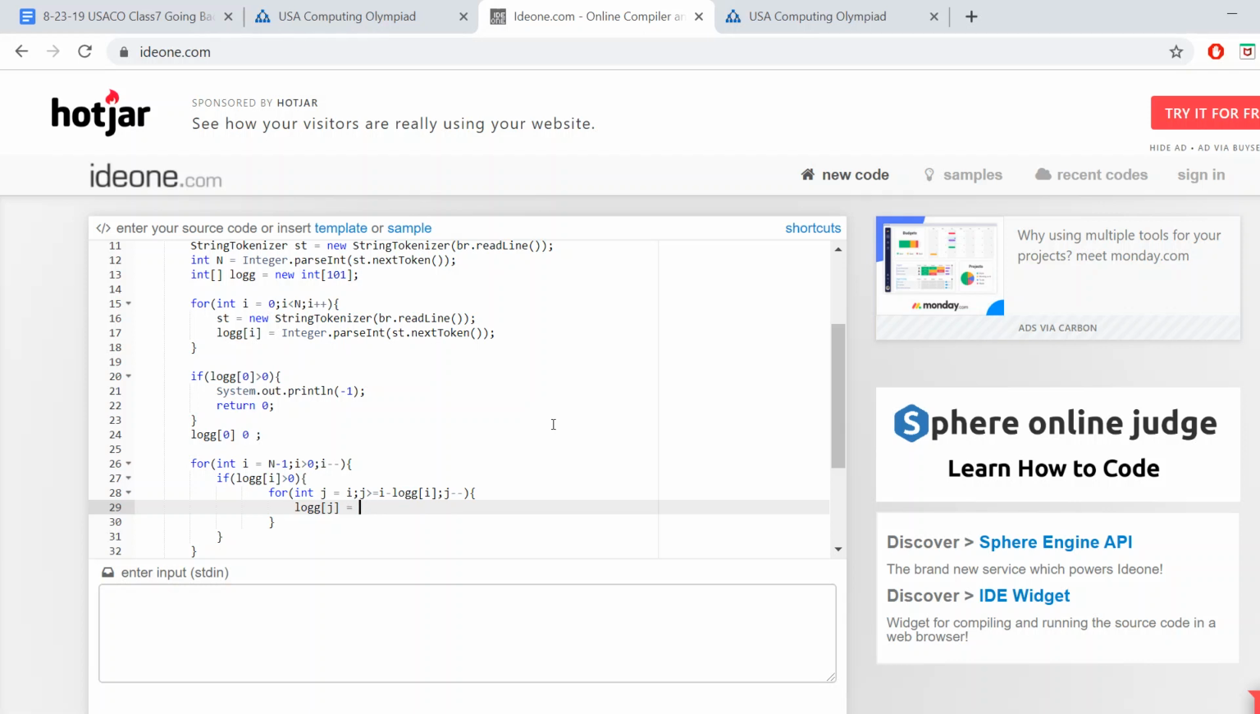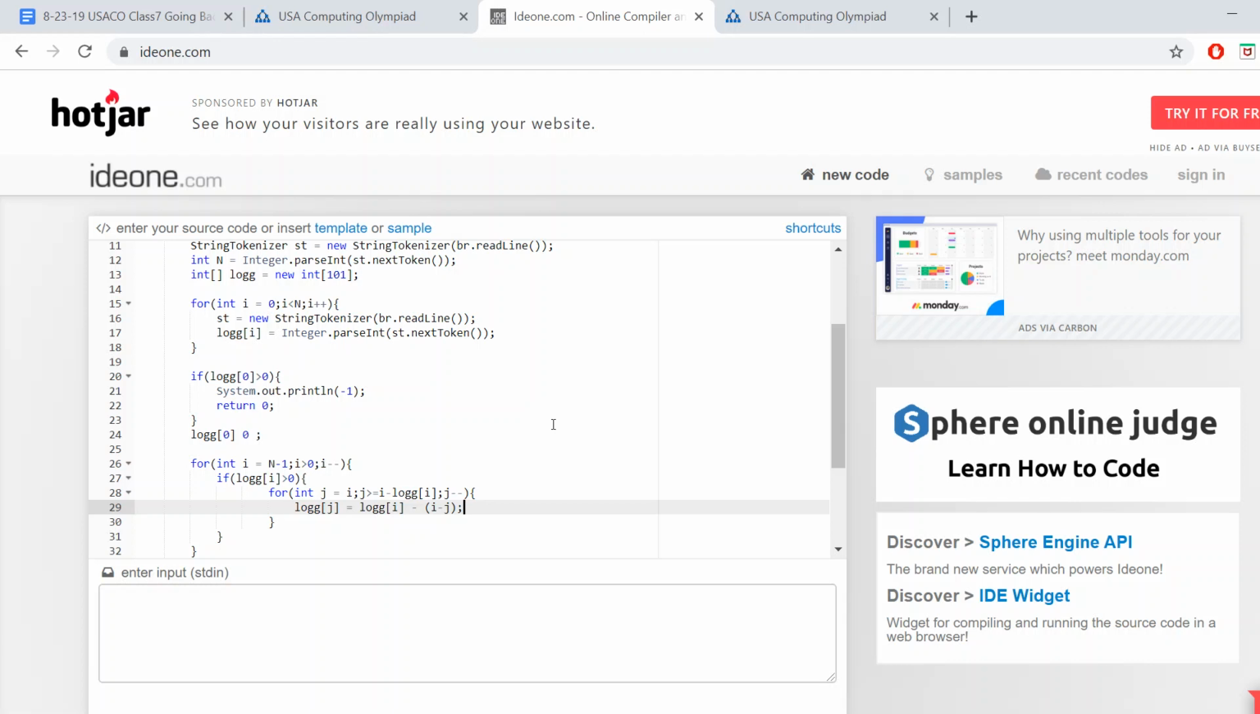Wait, it's equal to log i minus i minus j. Does that make sense?